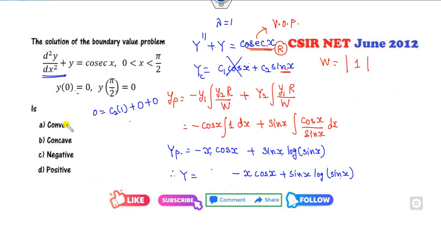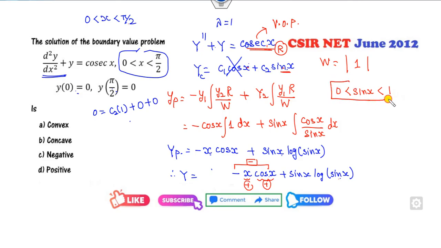Fine. Now you can see whether it's convex, concave, negative or positive in this domain. Firstly we can check the positive and negative. That is quite easy. On this domain, this number is always positive, this number is always positive, so the whole quantity will be negative. Sin x, when x lies between 0 and pi, is between 0 and 1. Whenever this number lies between 0 and 1, log of sin x is always less than 0, a negative number. This number is always positive, this number is always negative, so the product will be negative. This part is negative, this part is negative, so this number is negative.